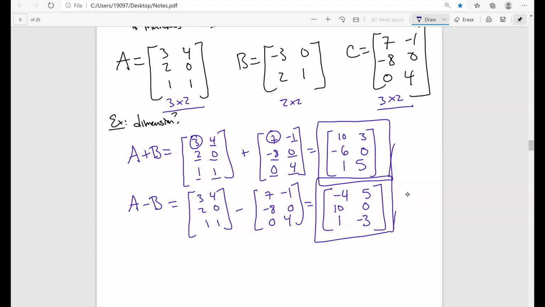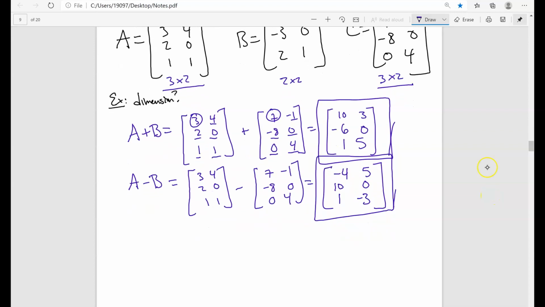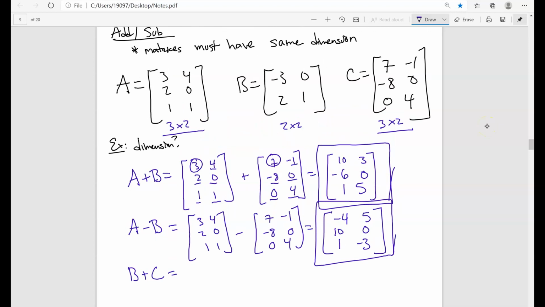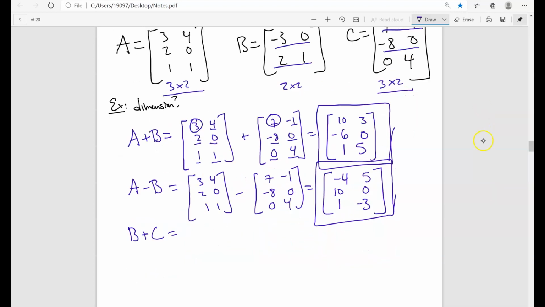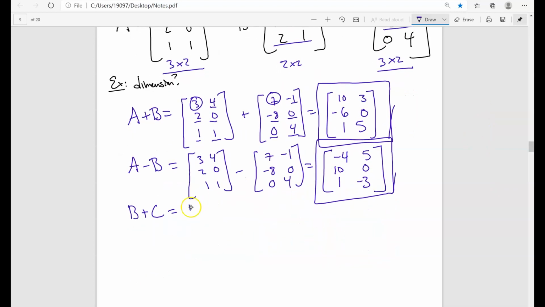Okay. Is it possible for me to add B plus C? No, I can't, because notice if I look at B and C, if I were to add them, I would only be able to add the first two, but then I don't have anything else. So this one actually, because the dimensions are not the same, is impossible. So you cannot do that.